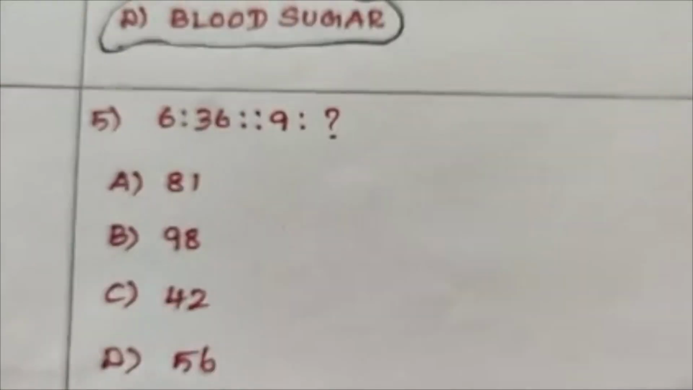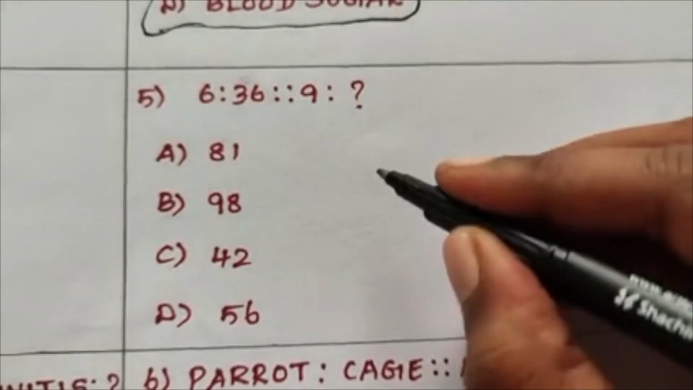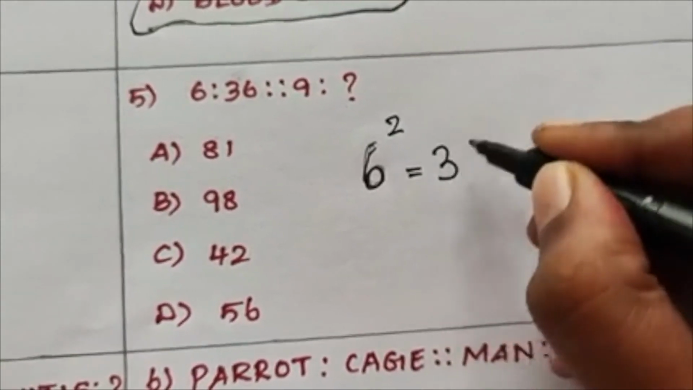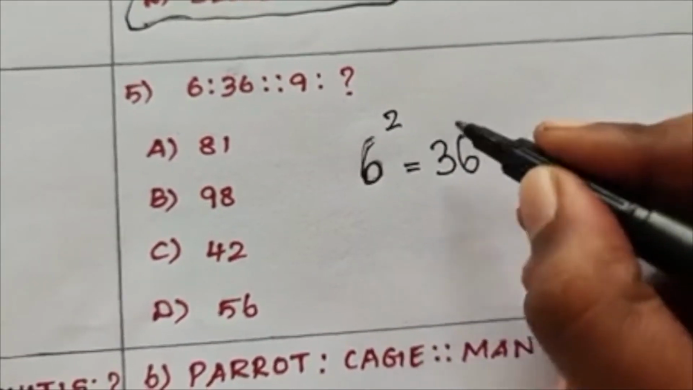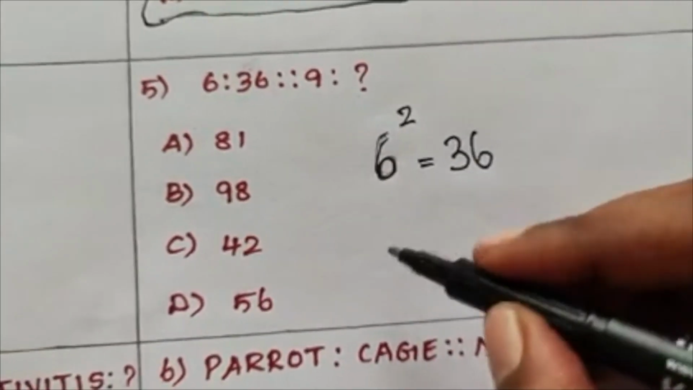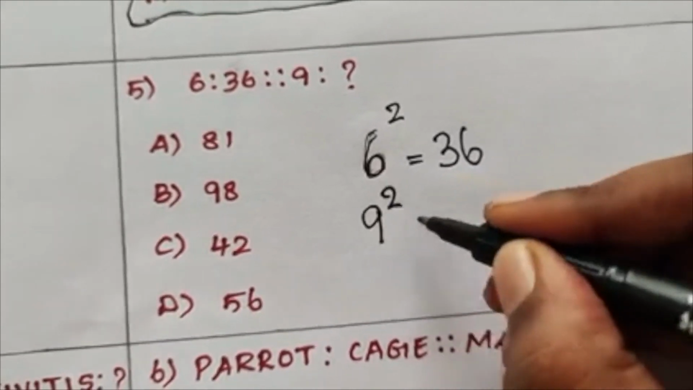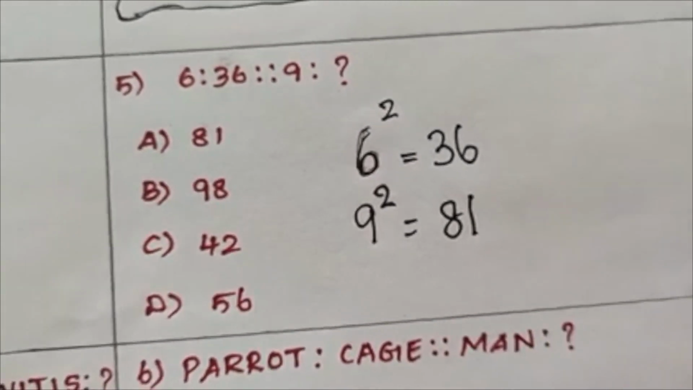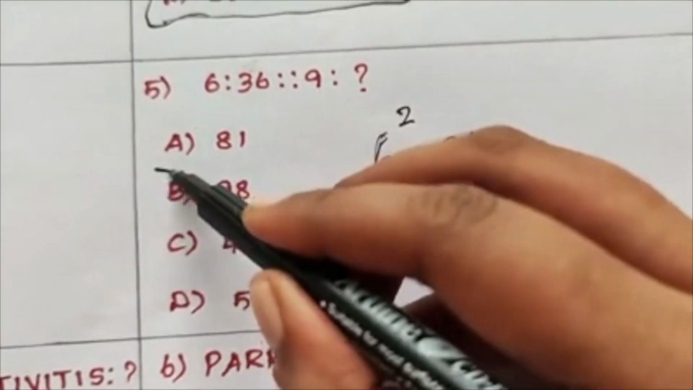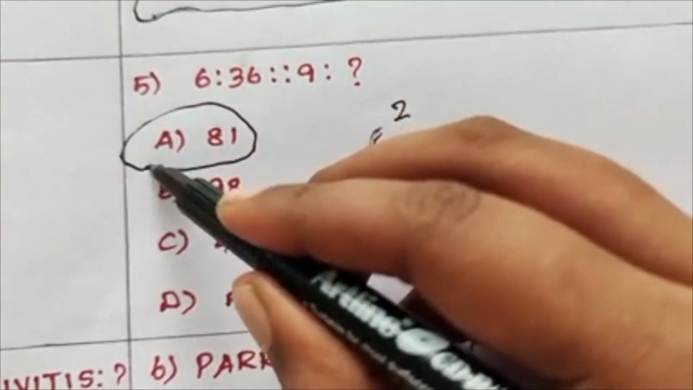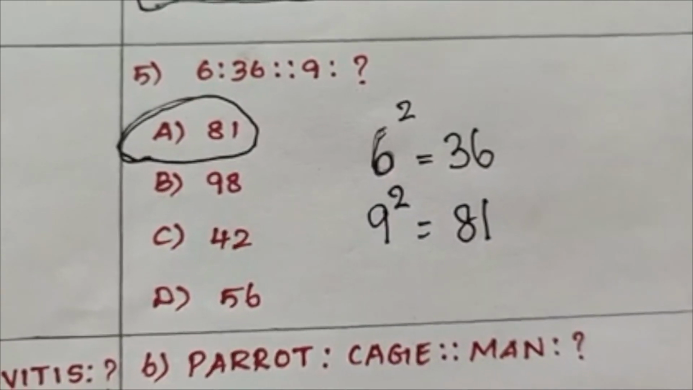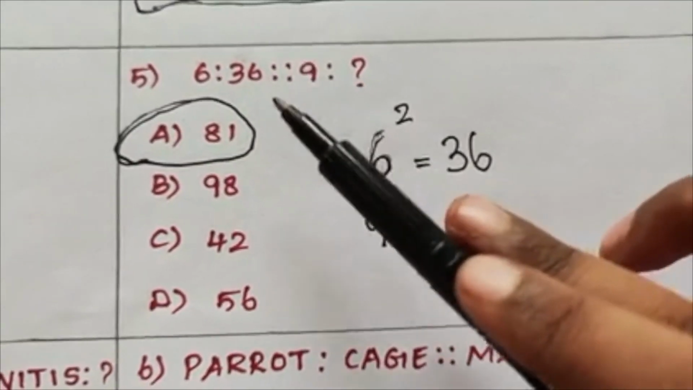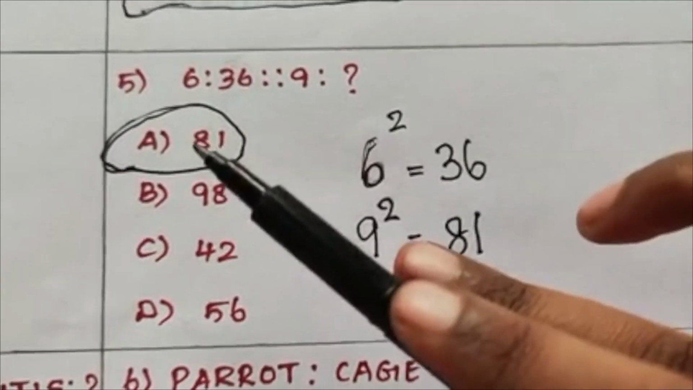6 square. 6 square is equal to 36, which is 6 into 6 is equal to 36. In the same way, 9 square, that is 9 into 9. 9 nines are 81. So the right answer is option A, 81. 6 is related to 36. In the same way, 9 is related to 81.